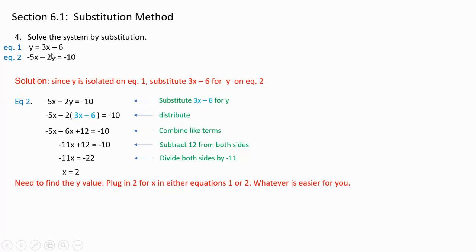What is easier? In my opinion, equation 1 is easier because the y is already isolated. So I'm going to plug in 2 for x. It's going to give us 6 minus 6, which gives us 0. So my solution is x equals 2 and y equals 0. That's my solution.